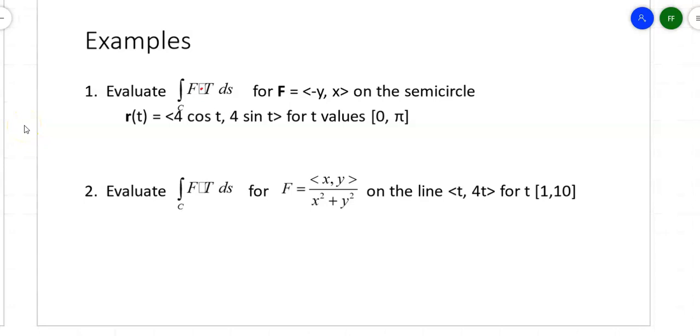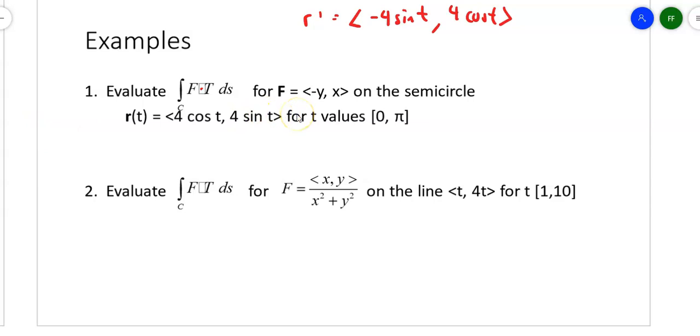Okay, so evaluate the dot product of f and dr, where f is a vector field that's negative y, x, and the semicircle r of t equals 4 cosine t, 4 sine t has t values between 0 and pi. All right, so what do we do? Well, the first thing is we already have our r, right? This is our r of t, so we need an r prime. R prime will be the derivative of cosine, so negative 4 sine t, the derivative of sine, so 4 cosine t. And now I'm going to take the dot product of f and dr.